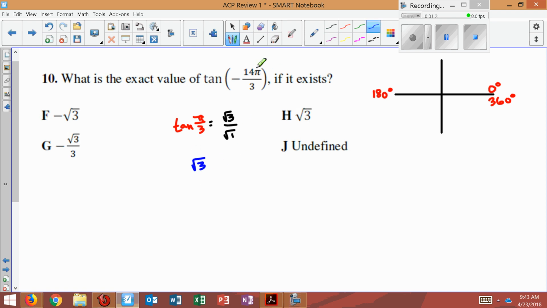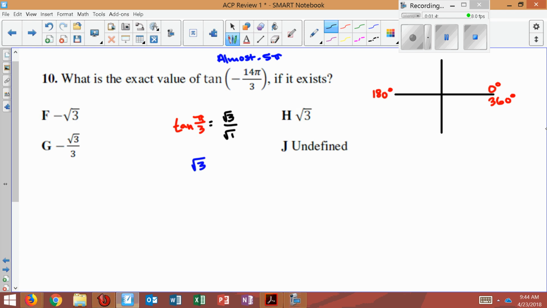Now, we have to discover if this is positive or negative. The question you ask yourself is, is it almost or a little bit more than how many pi's? This is almost 5 pi. Or rather, it's almost negative 5 pi. Negative 15 pi over 3 would be negative 5 pi. So this is almost negative 5 pi. Now here's what that means.